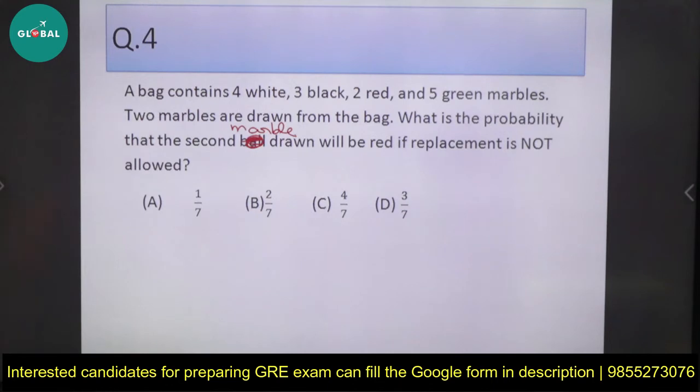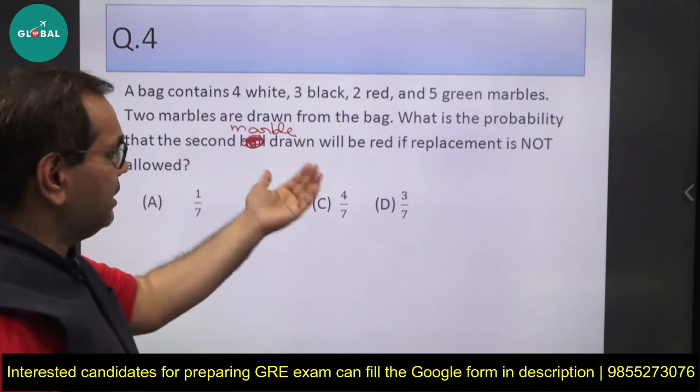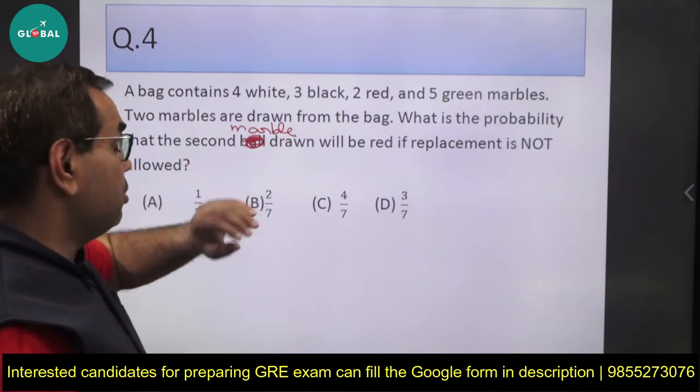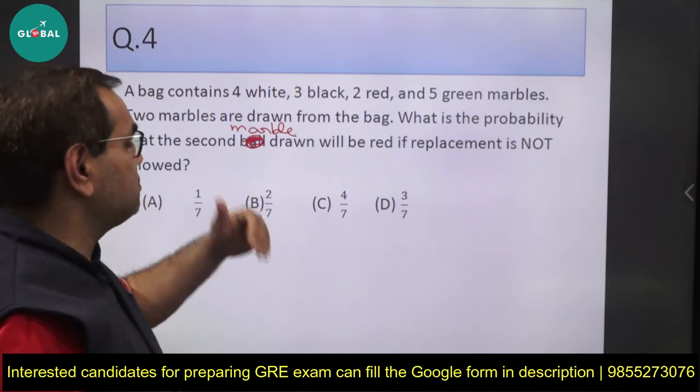Okay, so now let us discuss the solution of this problem. A bag contains 4 white, 3 black, 2 red, 5 green marbles, right? 2 marbles are drawn from the bag. What is the probability that the second marble drawn will be red if replacement is not allowed? Means they are drawing 2 marbles, first marble and then second marble, and they are not putting back the first marble.